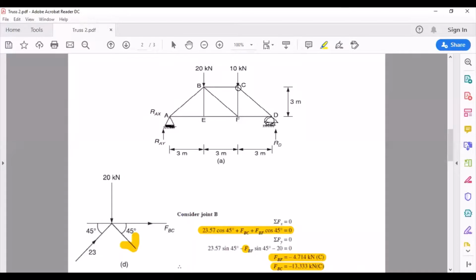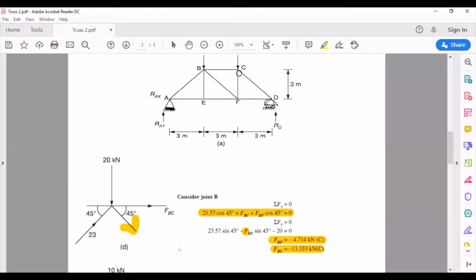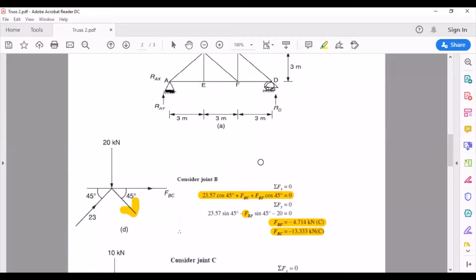Now let us concentrate on joint C. If I consider joint C now, CB, yes, I know it, CB or BC. I have calculated it in the previous step. Next, C to F, not known. C to D, not known. Only two unknowns I can easily consider.